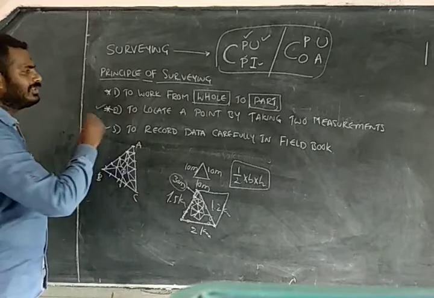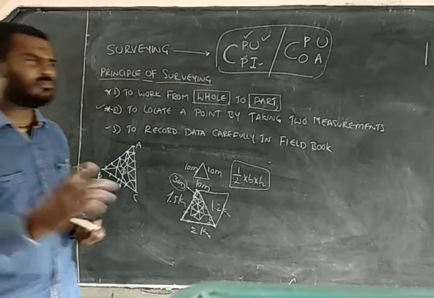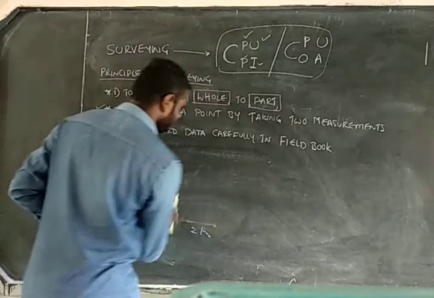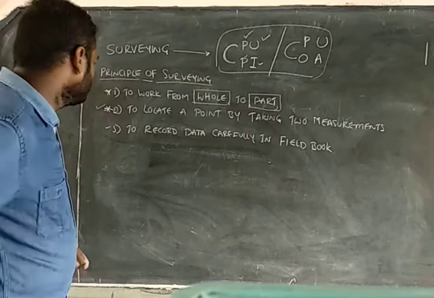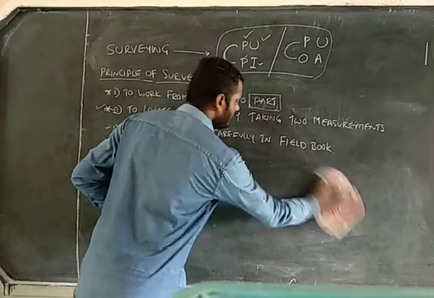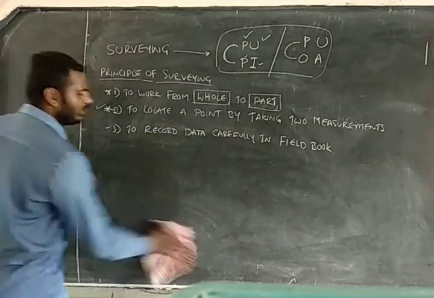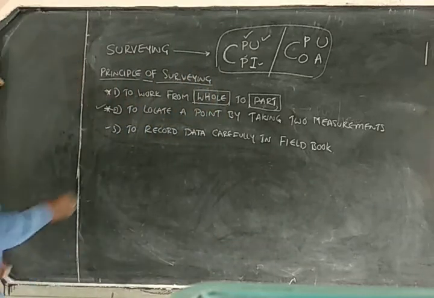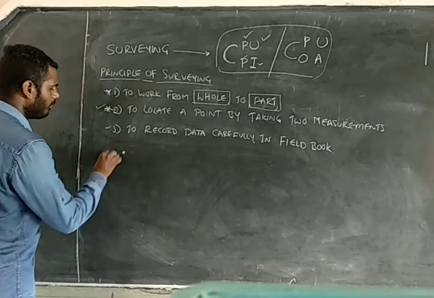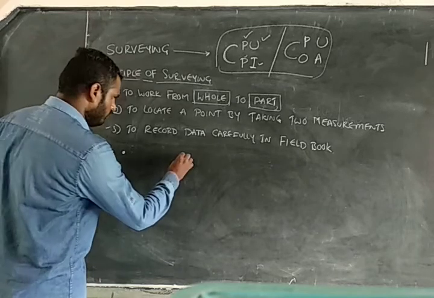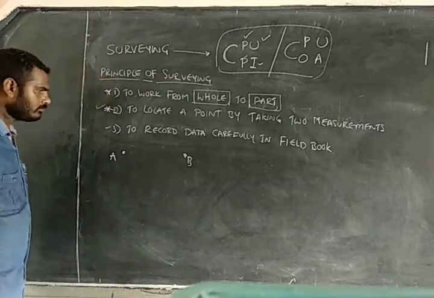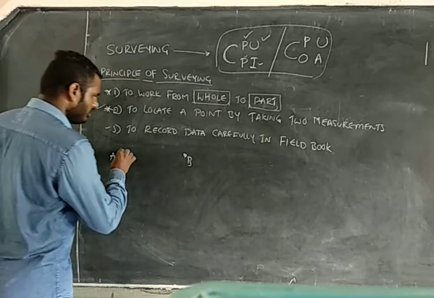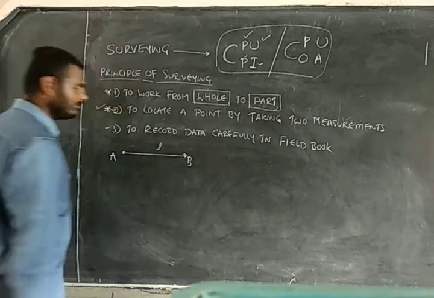The second thing is to locate a point by taking two basic measurements, or by locating two reference points. Let me do one thing here. I would like to show you. Here you can locate a new point by using different equipment. First, suppose you have a point A, and here you have another point B. So A and B are two reference points. Let us measure the length L.